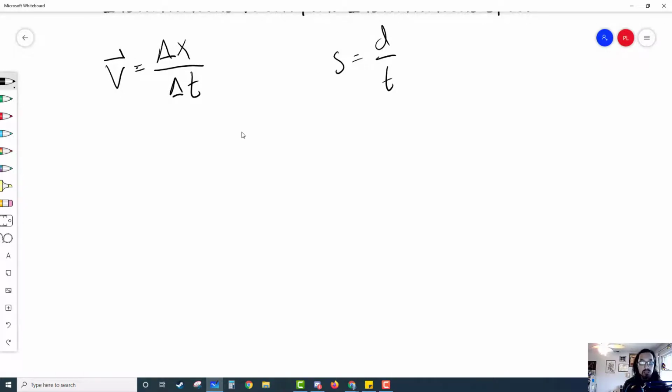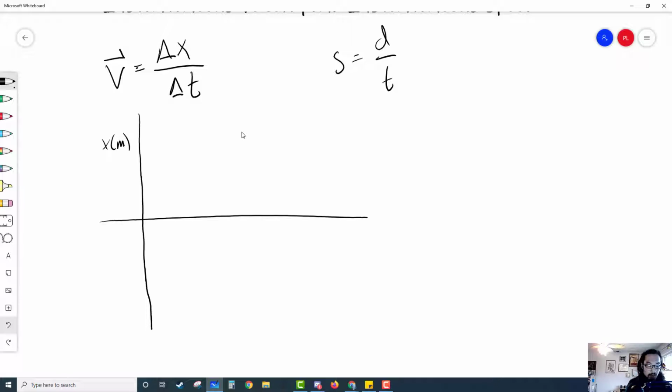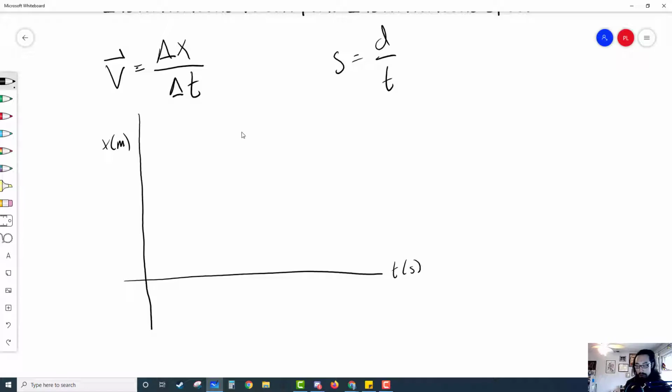Okay, so this is average velocity and average speed, and with that we came up with how we can express this using graphs. So let's do the graphical definition of average velocity. If we have a position versus time graph, and we have a function that looks something like this, that's our function for an object that is moving. This is an object that moved forward and then backwards. So this is our position versus time graph.